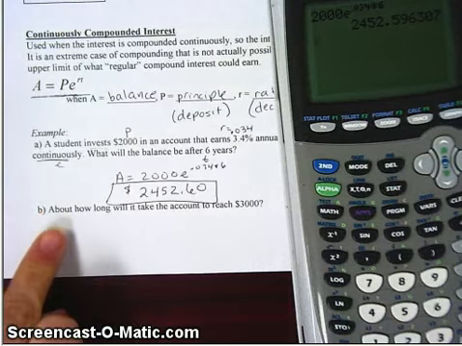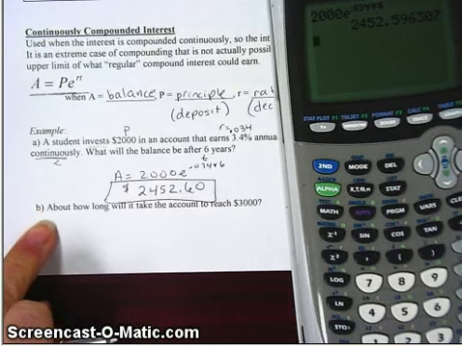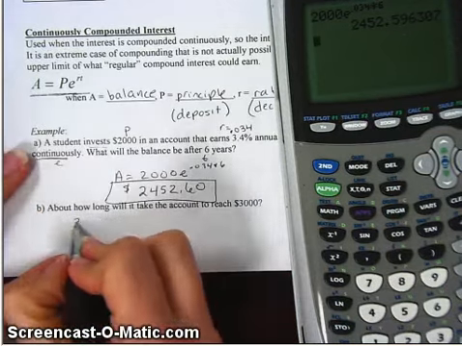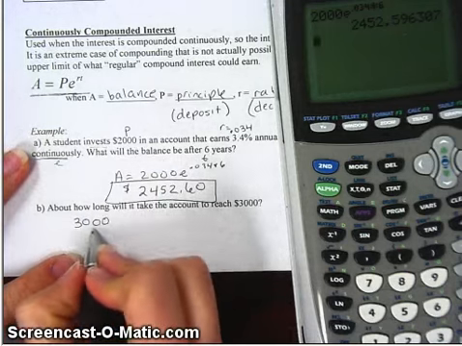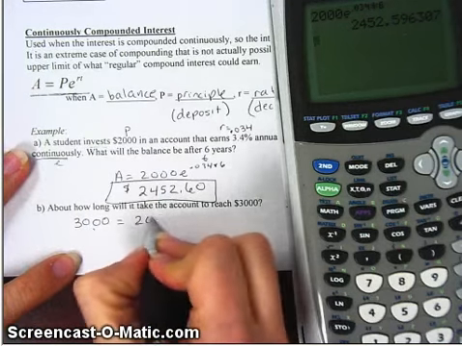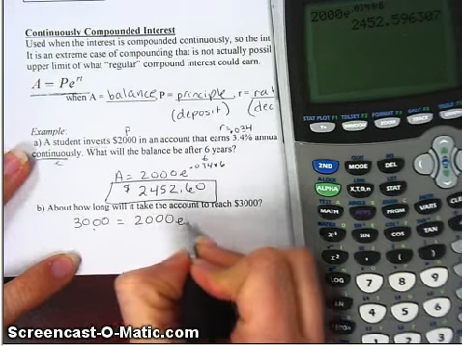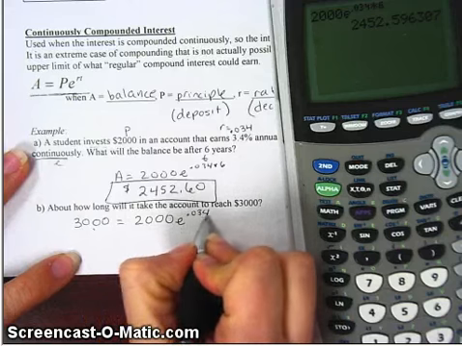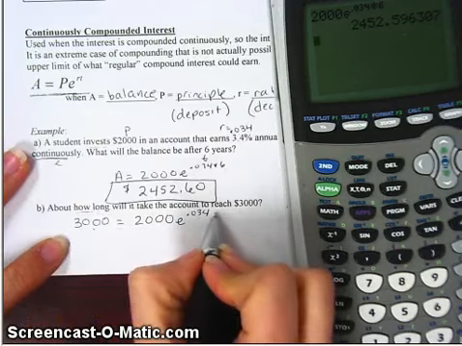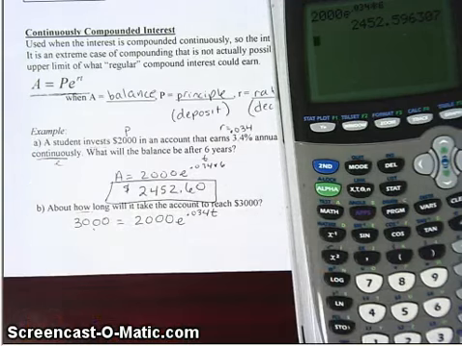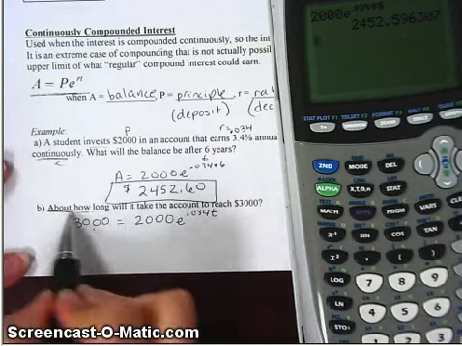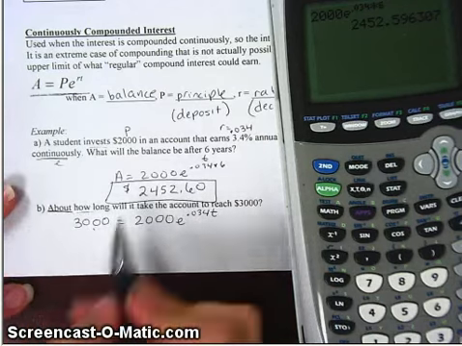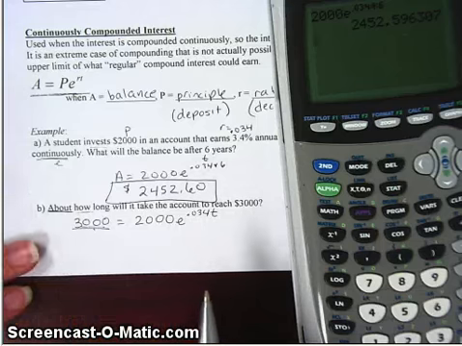Part B asks, how long will it take for the account to reach $3,000? So we want to know when the account is $3,000 for our final. We put in the 2,000 times e to the 0.034. Now we don't know how long, so we're going to use t as our exponent. Now we want to know about how long, so we're going to use our calculator to figure out about how long it takes to get to this $3,000.